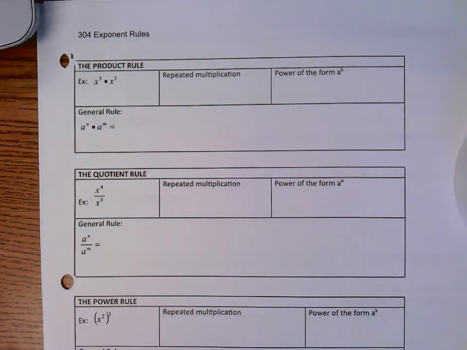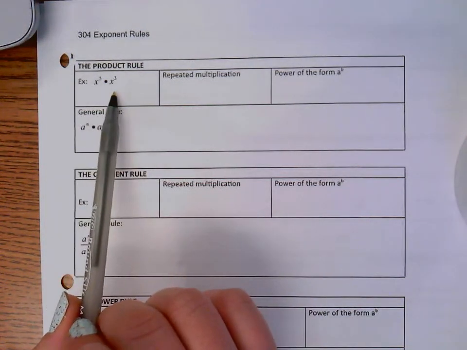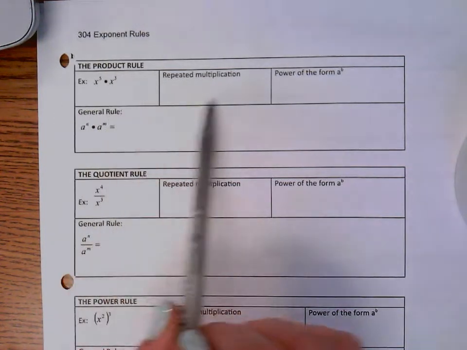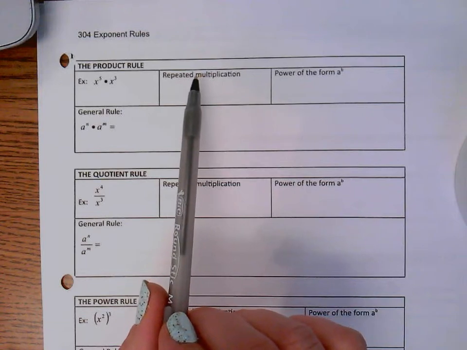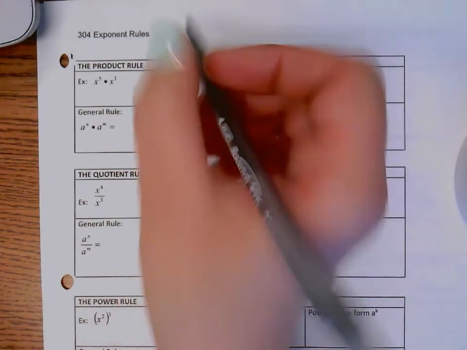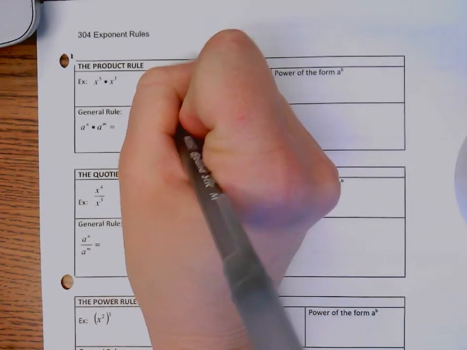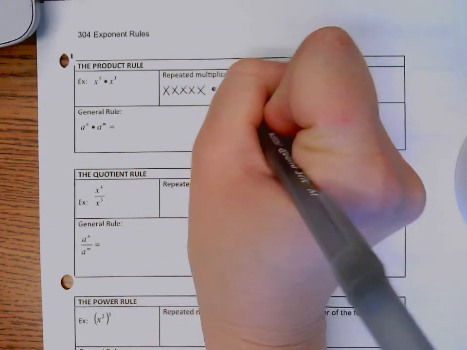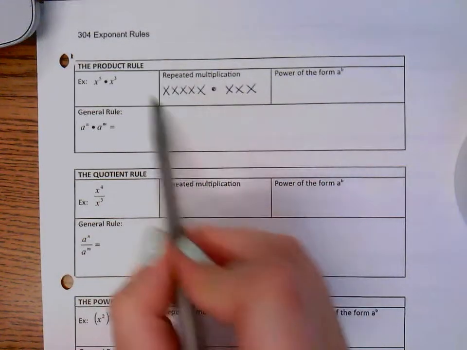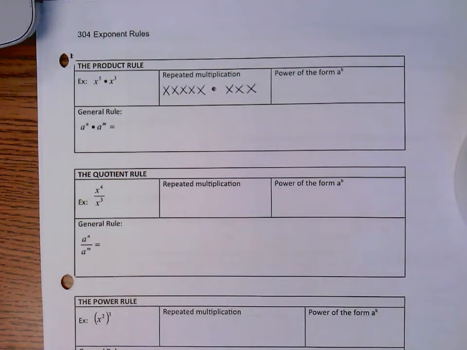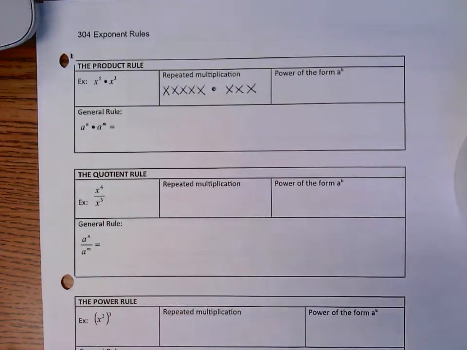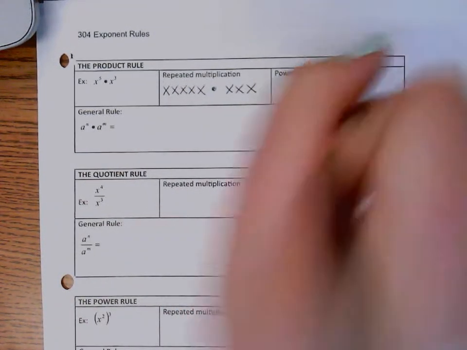And sometimes it's really hard to memorize all these different rules. They get jumbled up in your head. So I'm going to show you a way, if you forget the rule, how you can write this out for repeated multiplication: x 5 times, x 3 times. Count them up. How many x's are being multiplied together? 8. So I could write this as x to the 8th power.